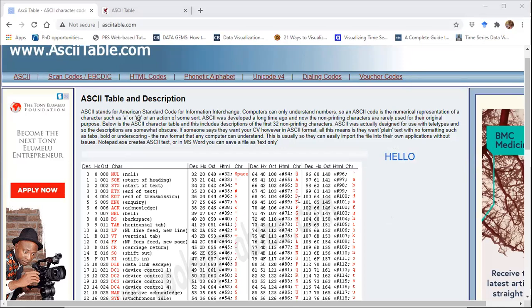Then E, its number is 69. And then if you convert this 69 to hexadecimal, it will be 45. If it's in octal, it will be 105. Then the L, it's 76, just like that. Now, what I want you to see, for example, capital letter A is at 65. The next letter, B, is at 66. C is at 67. D, 68. E, 69. 70, 71, just like that until you get to Z.